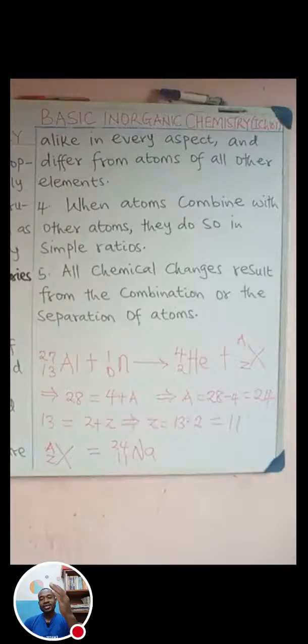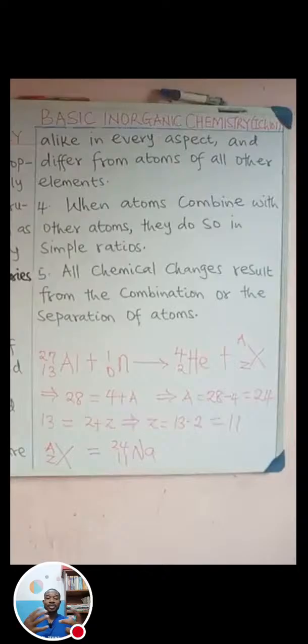Then the last of Dalton's atomic theory: all chemical changes result from the combination or the separation of atoms. All chemical changes result from the what? Combination or separation of atoms. And that we also agree. This theorem is still valid. Dalton's atomic theory still holds true until now.